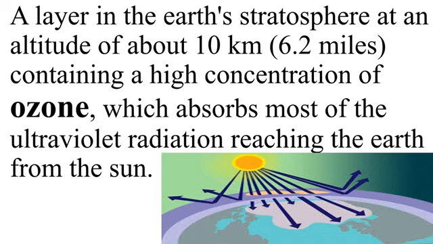A layer in the Earth's stratosphere at an altitude of about 10 km or 6.2 miles, containing a high concentration of ozone, which absorbs most of the ultraviolet radiations reaching the Earth from the Sun. Students, altitude means height.